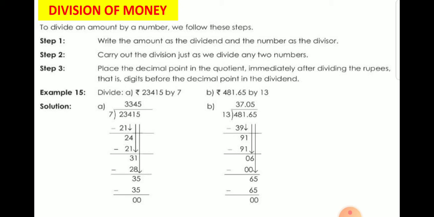point in the dividend. Now let us see it with an example, and we will follow these steps to do the division. The first example is we have to divide rupees 23,415 by 7. We will make 23,415 our dividend and 7 is our divisor. Now you can see we cannot take the first digit of the dividend, which is 2, from the left, because 2 is less than 7. So we will take the first 2 digits from the left, that is 23.